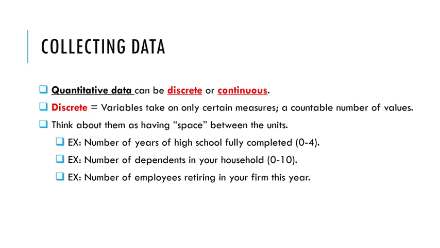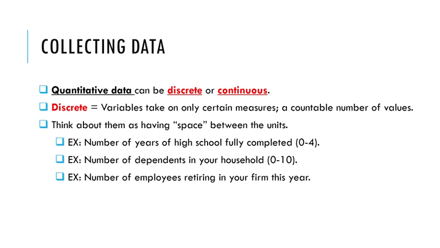We could be looking at the number of employees retiring from your firm this year, and again, that's going to be a discrete number. It's going to be 1, 2, 50, 80, 27. These are discrete numbers because there's no fractional units, right? That's kind of the key with discrete data. There's no fractional units in this sense. And if there were, there'd still be space.